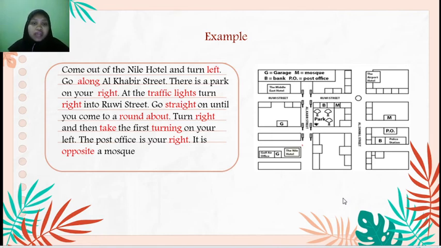Come out of the Nile Hotel and turn left. Go along Al Kabir Street. There is a park on your right. At the traffic light, turn right into Ruiz Street. Go straight on until you come to a roundabout. Turn right and then take the first turning on your left. The post office is on your right. It is opposite Moscow.